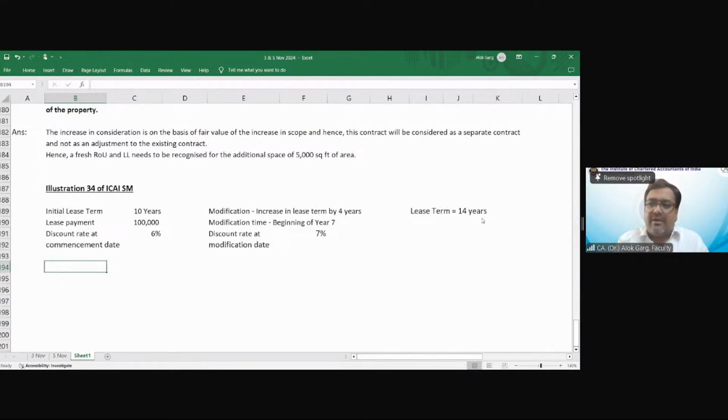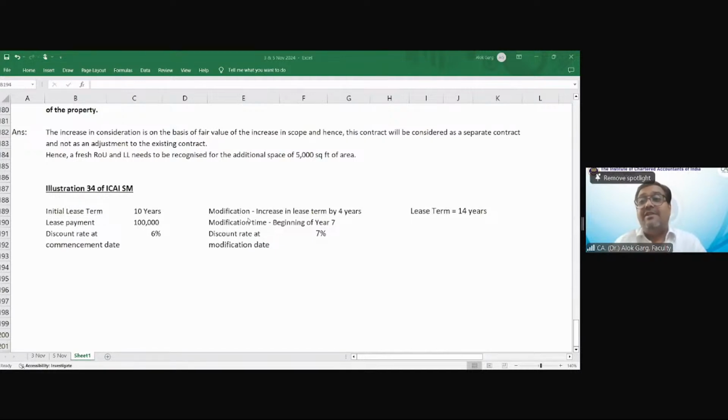मैं कैसे recompute करूंगा? Sitting on day 1 of year 7, I will compute what my future lease payments are, my future lease payment for the next 8 years. Right? For example, my lease payment is 1, 2, 3, 4, 5, 6, 7, 8. Then I need to discount. In this case, when I compute the revised lease liability, whether I should consider 6% discount rate or 7% discount rate? 7%. क्यों? क्योंकि सर क्वेश्चन में दिया है.